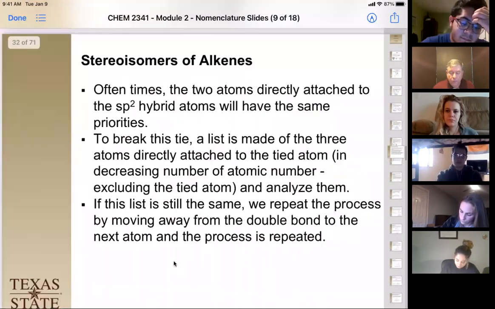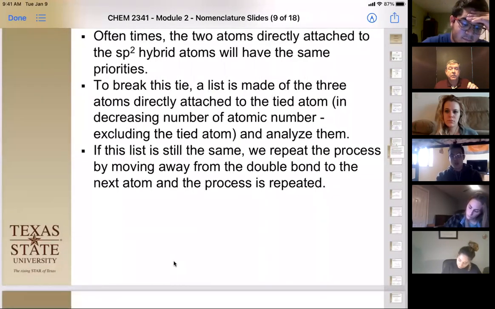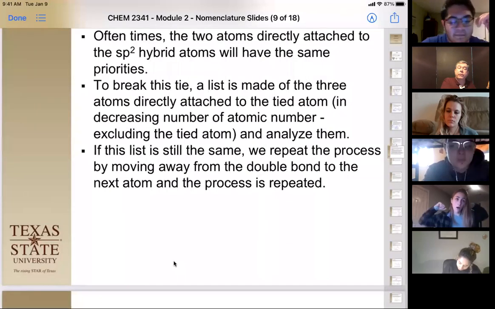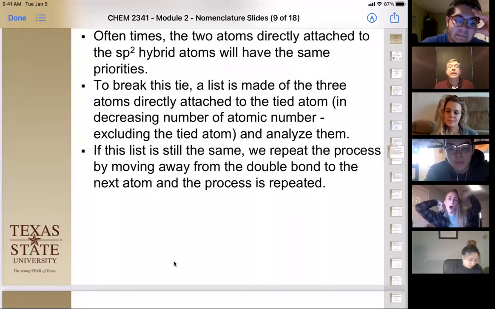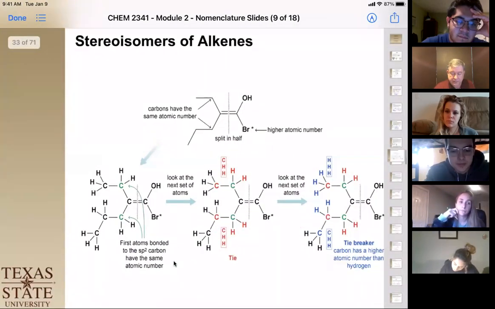Now, what if they look similar? What if you have two carbons on either side and so they look the same? Well, you have to keep going out further and further and further until there's a difference, until there's a higher number.